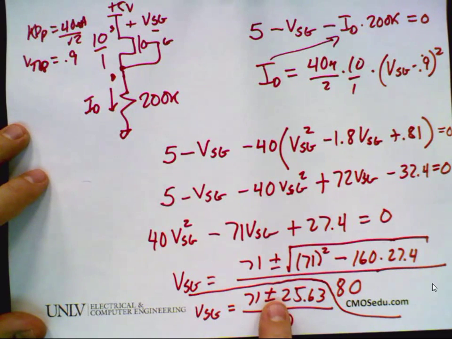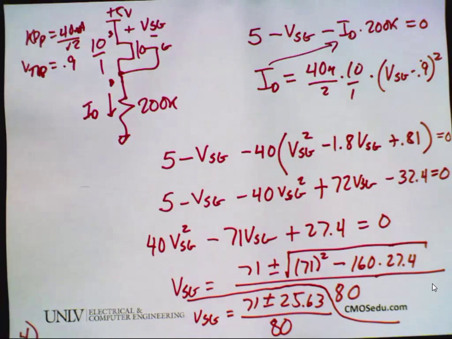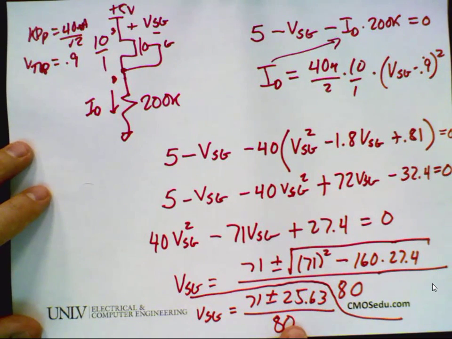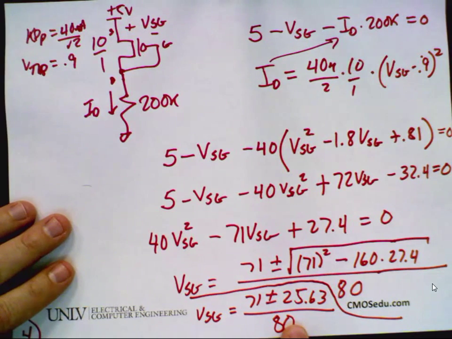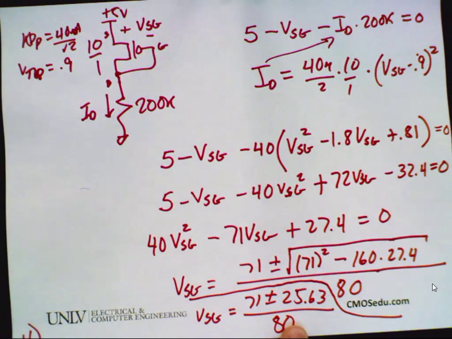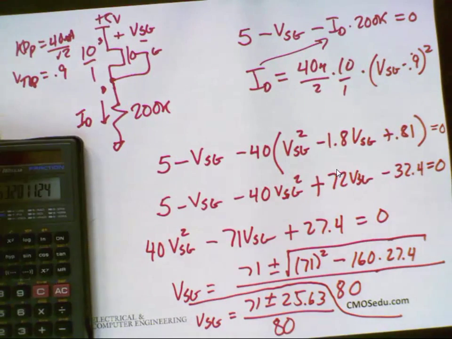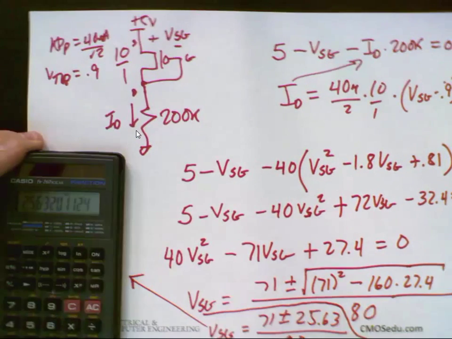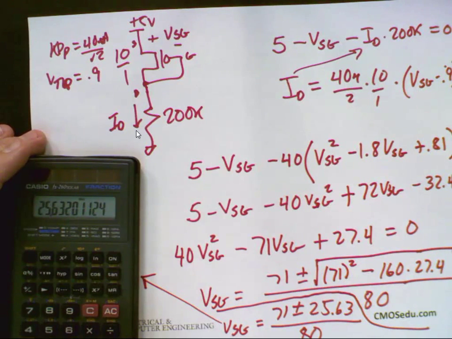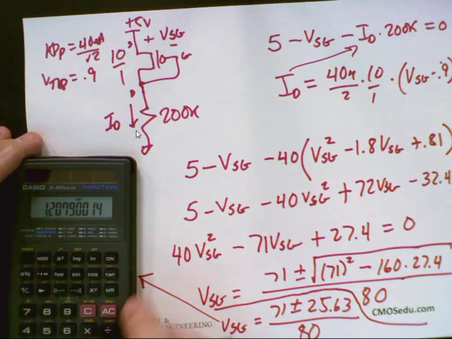Okay, if it's the minus, just do a quick calculation in your head. VSG is, say, 50 divided by 80, which is, say, half a volt. Is that correct? Why? It's less than the threshold voltage. So everybody follow that. Okay, so I got to use the plus. So I'll go ahead and write in here VSG is equal to plus 71 equals divide by 80 equals 1.207.